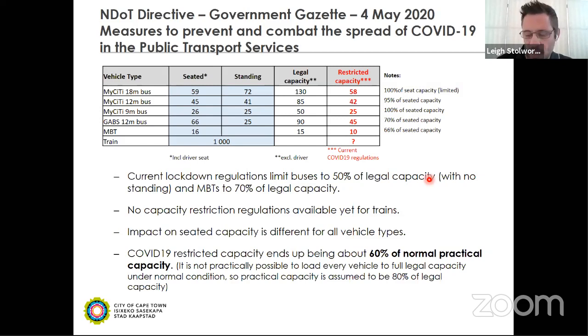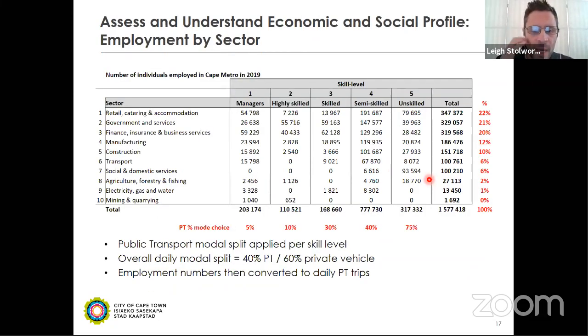So what we've done is we've said, okay, if we were to apply these capacity restrictions to public transport, and if we look at the various sectors of the economy and how they are set to open up during different levels of lockdown, we're able to estimate the numbers of people. Well, we know how many people are employed in each sector from employment surveys in the city of Cape Town, and we're able to calculate what the modal split or the mode choice is likely to be for public transport, and we're able to quantify that for different sectors of the economy in terms of the numbers of people that are employed in those sectors.